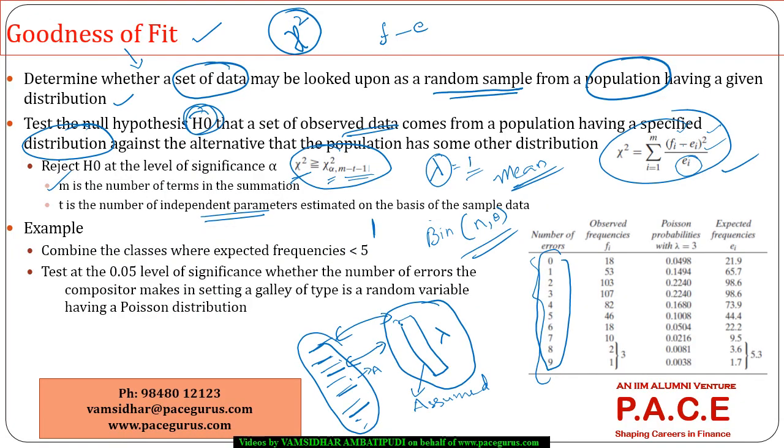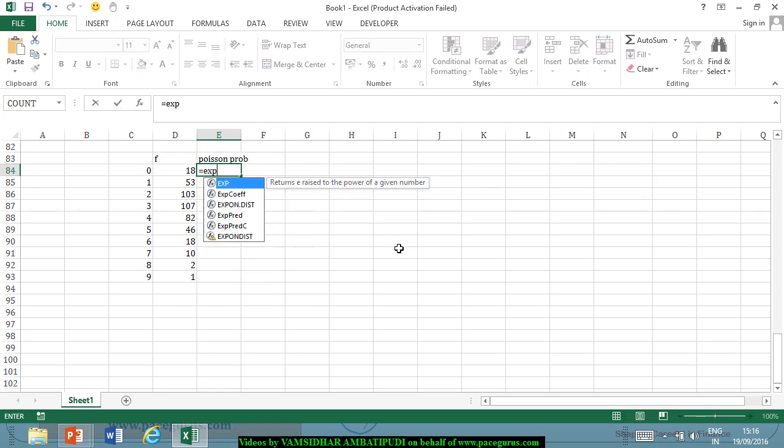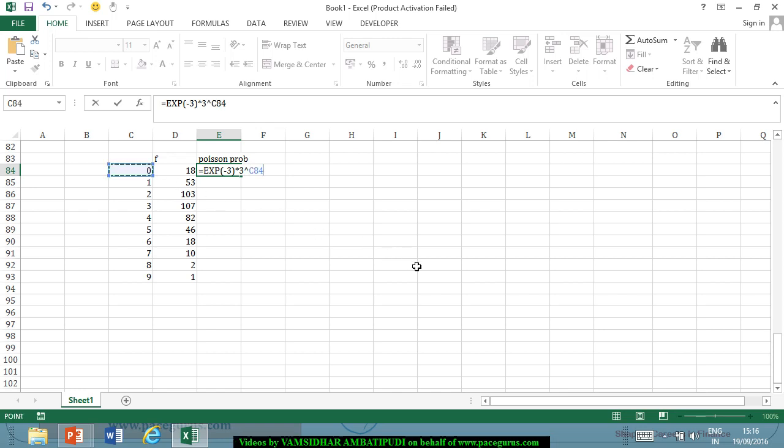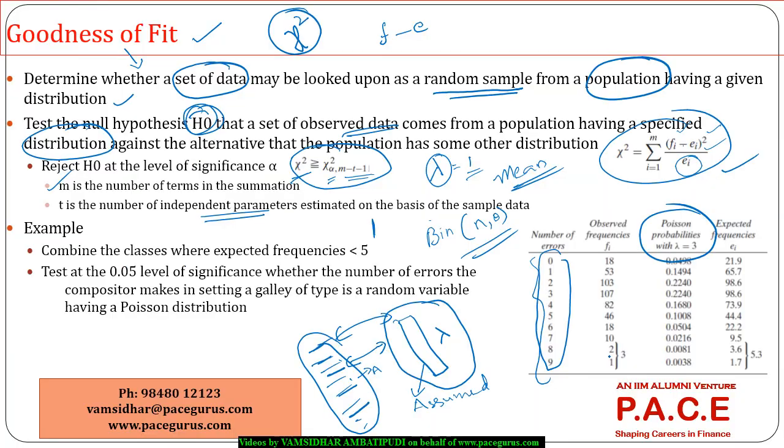Now they want to compare whether this matches a Poisson distribution with lambda equal to 3. So with lambda equal to 3, I can compute my Poisson probability: e to the power minus lambda, multiplied by lambda to the power x, 3 to the power x, divided by x factorial. This gives me the Poisson probabilities, and when I sum them up, it's almost 0.9988.